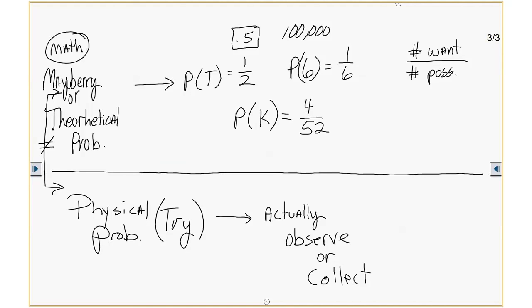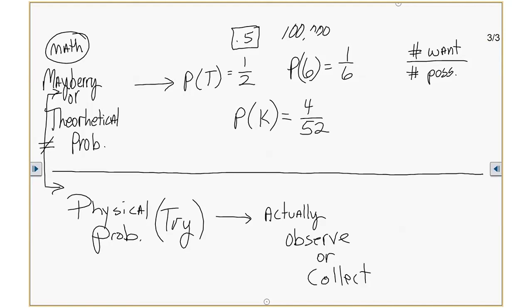Never, ever. If you're ever in a position where you have to give some kind of statistical report, do not skimp on the numbers. Always go more than what you're supposed to. Because the more numbers you do, the closer the physical probability will be to the theoretical probability. And you always want to try to hit the theoretical probability. Always.